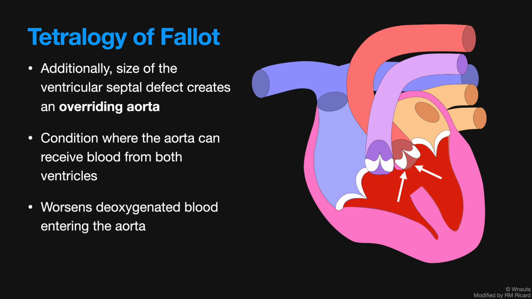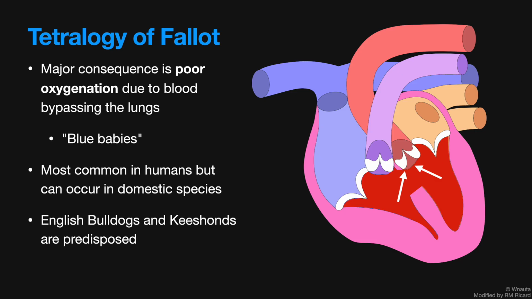Additionally, the size of the ventricular septal defect in this condition often creates what's called an overriding aorta. This is a condition where the aorta basically receives blood from both ventricles during contraction. This worsens the deoxygenated blood entering the aorta. Ultimately, the major consequence of this condition is poor oxygenation due to blood bypassing the lungs. In human medicine, they often refer to these patients as blue babies because they do develop cyanosis due to hypoxemia.